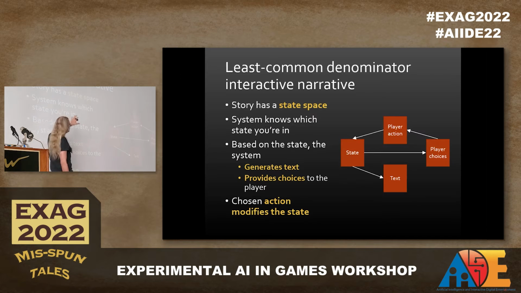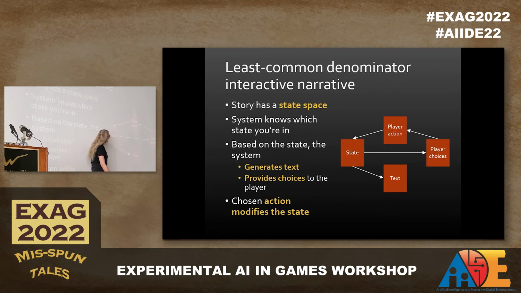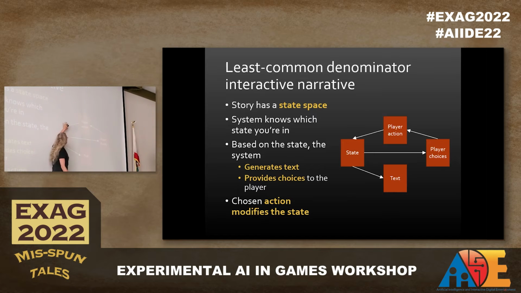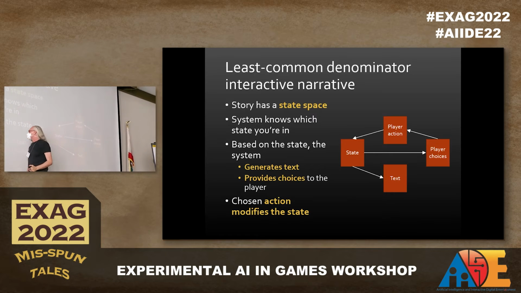So this is a kind of least common denominator interactive narrative system. You have a state that the system is in. There's a state space that the state is moving through. The state determines what text you print, and the choices that are available to the player. They make a choice. That then feeds back and changes what state you're in.